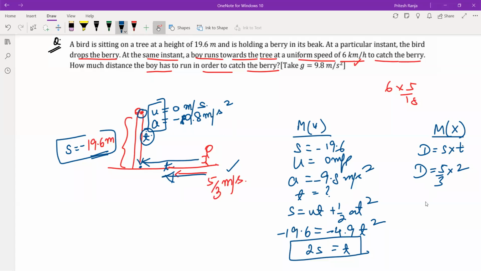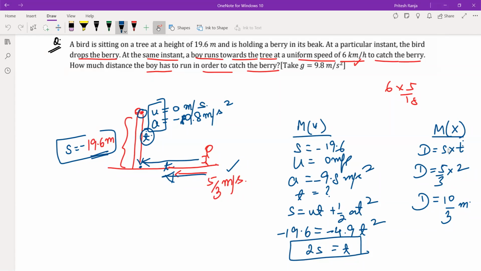So now from here the distance will be 10/3 meters. Right? So how much distance does the boy have to run in order to catch the berry? Understood this one? How much distance?